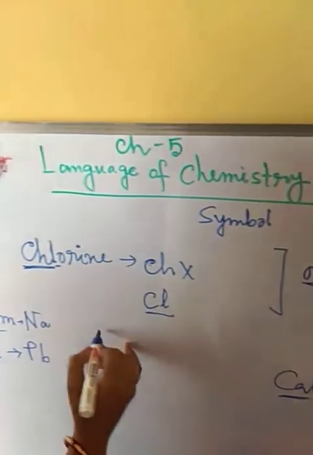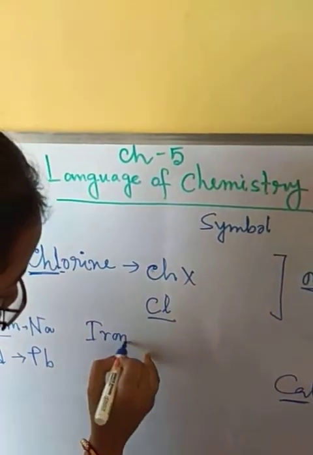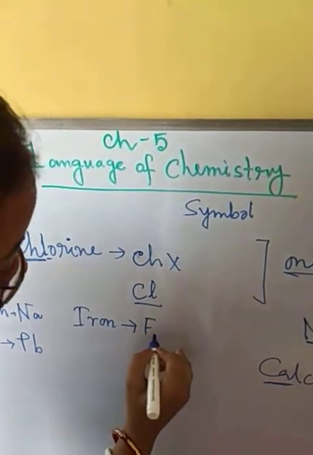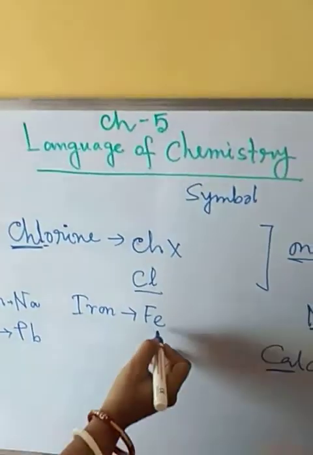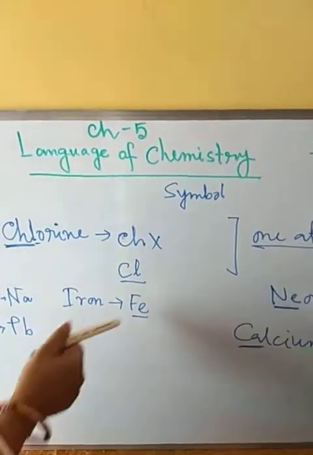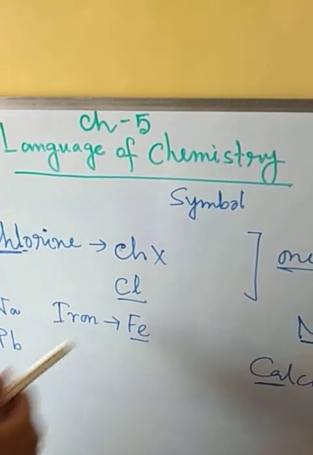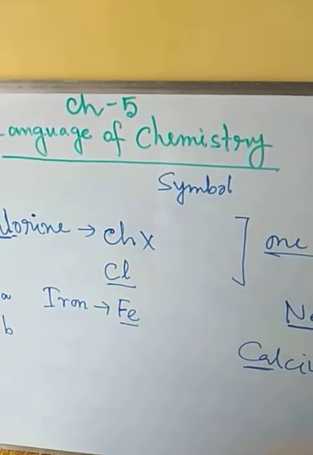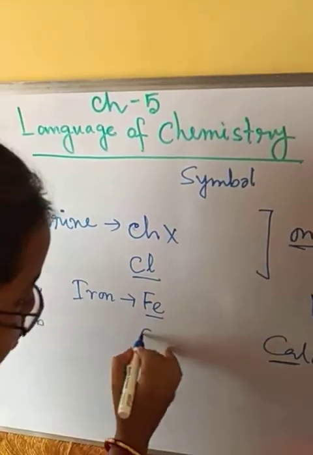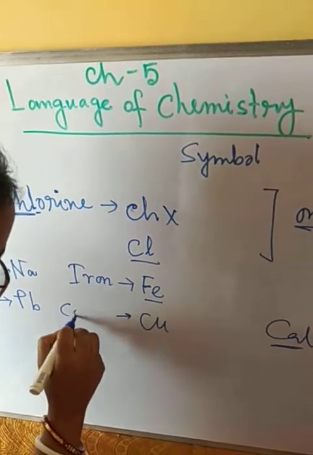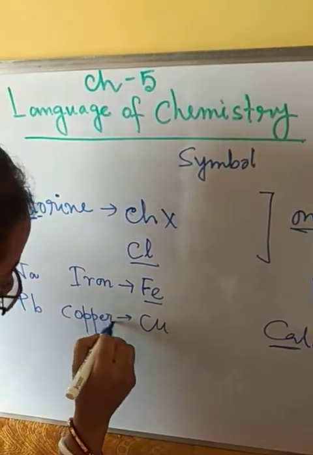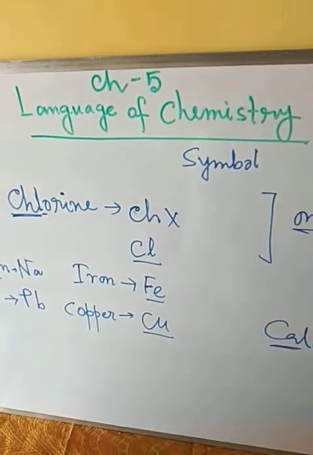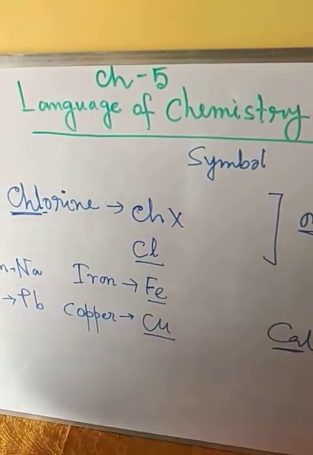Like this, iron: ferrum is the Latin name of iron. So Fe is the symbol for iron. In this manner, copper also: cuprum is the Latin name of copper. So Cu is the symbol of copper. In this manner, a few more examples are there.